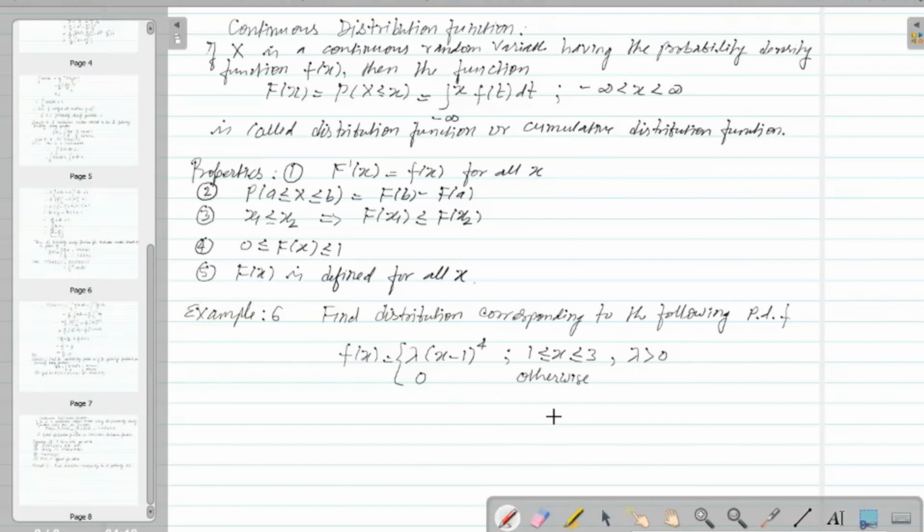Now first of all, what do we have to find out here? We have to determine the constant lambda from this function. So, solution: since we know that the integration with limit 1 to 3 of f of x dx is equal to 1. Why is this so? Because this is a continuous function, so we can use the property of the continuous distribution function of a random variable.